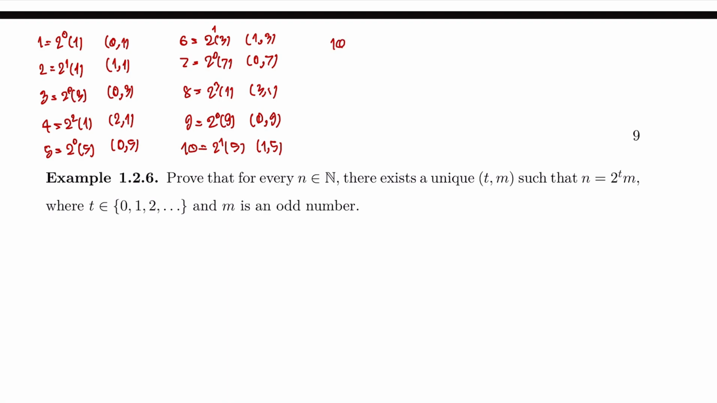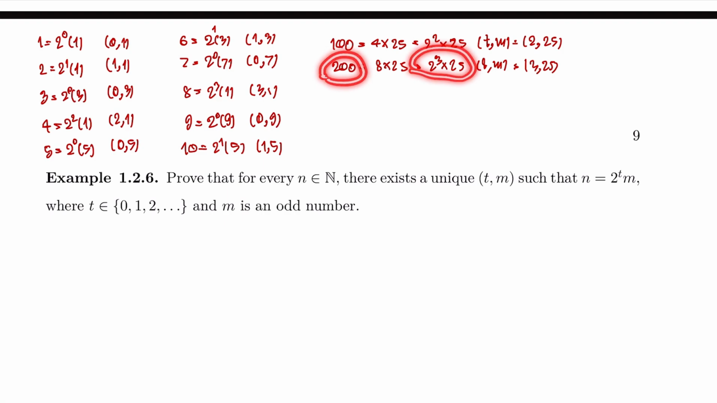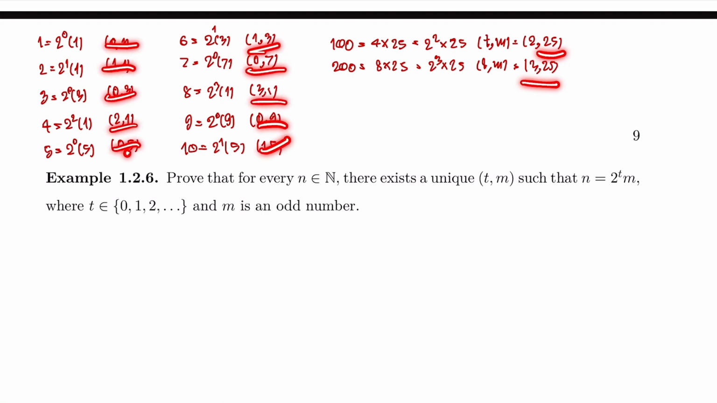And what about 100? For 100, try to have 2 raised to some power. So you're going to have 4 times 25. 25 is odd, which is m. So it turns out to be 2 squared times 25, and we have the ordered pair (t, m), which is (2, 25). 200 is 8 times 25, so it turns out to be 2 to the 3 times 25. So we have the ordered pair (t, m) such that 200 equals 2 to the 3 times 25. And these ordered pairs are unique.